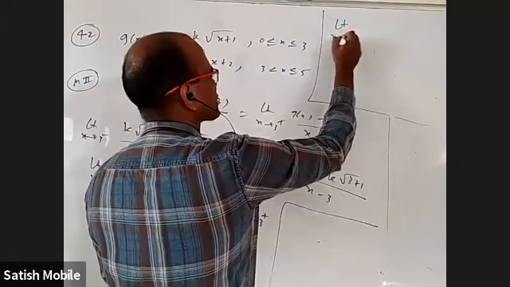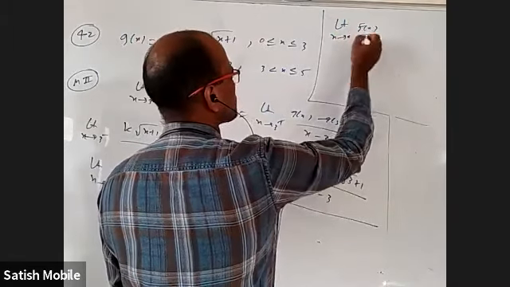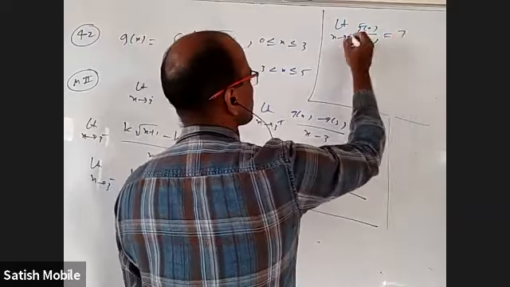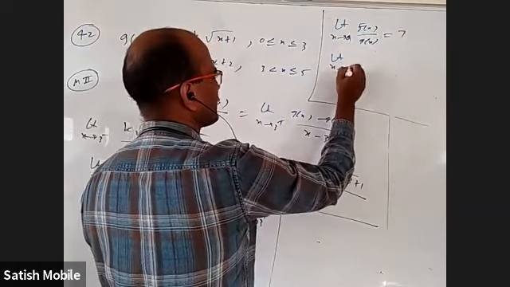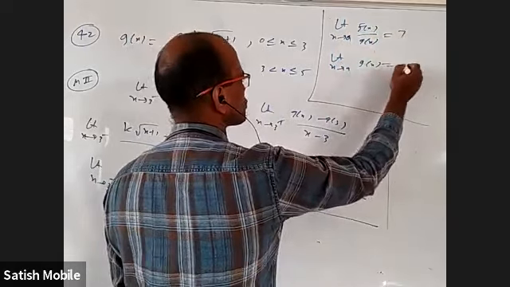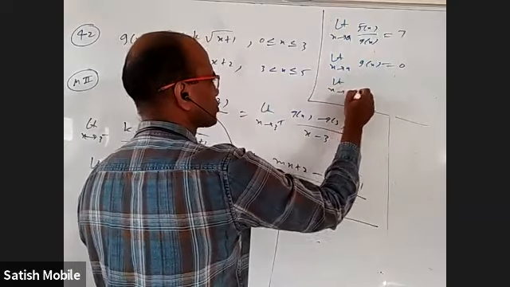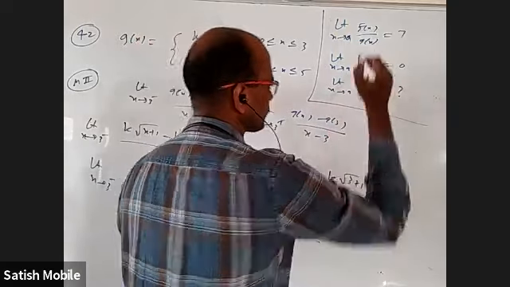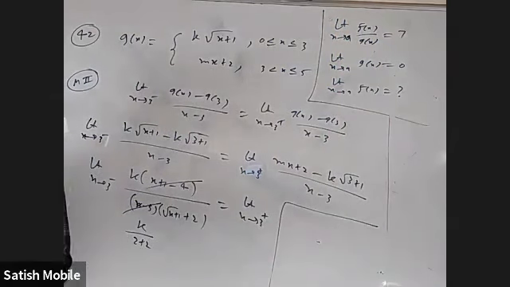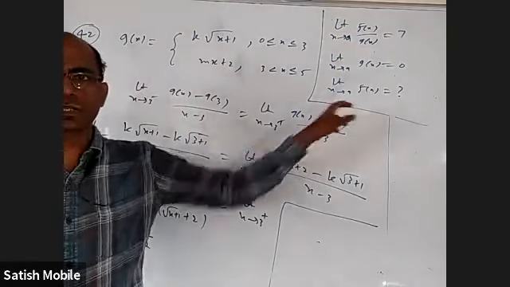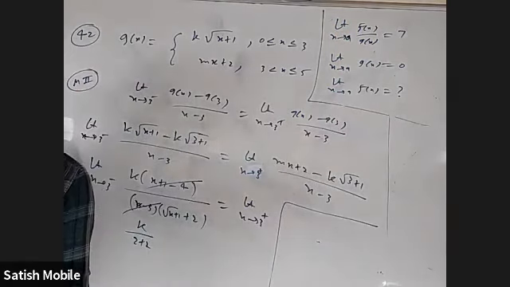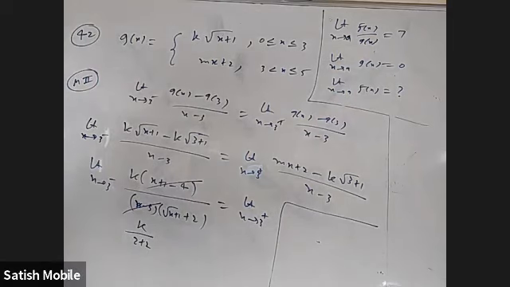Okay, limit x tends to a f of x by g of x is, let us say, some 7. And limit x tends to a g of x equal to 0. Limit x tends to a f of x is equal to what? Can anybody answer this? What is the answer here? Online people also can answer.